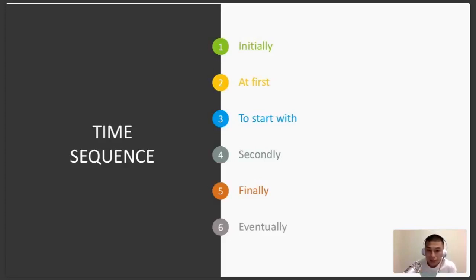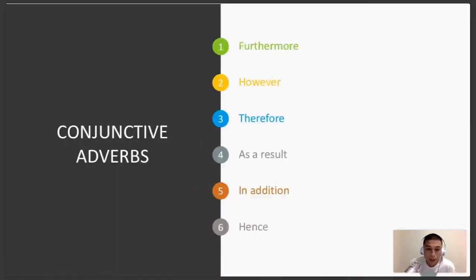So when you see these, make sure you follow the sequence in time, from usually the oldest to the most recent time. Okay. Next, conjunctive adverbs. If you're writing paragraphs, essays, or summaries, you're familiar with using conjunctive adverbs. Oftentimes they're used to start a new sentence, but they are referring to something else.